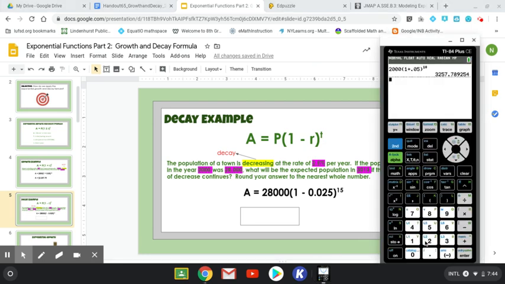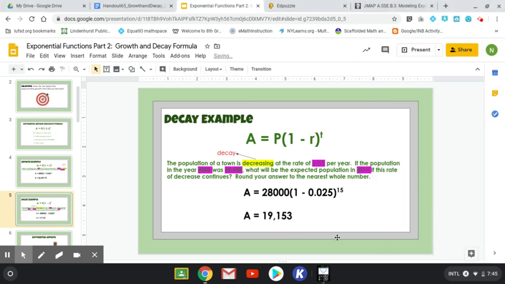Now we're going to go right to our calculator, and we are going to round this one to the nearest whole number since we're talking about population, which is people. It's going to give us this number here. This 5 tells this 2 to go up to a 3 if we're rounding it to the nearest whole number, which gives us this number. So that means after 15 years, the population would be approximately 19,153. And that's it. So now you're going to practice on your own.